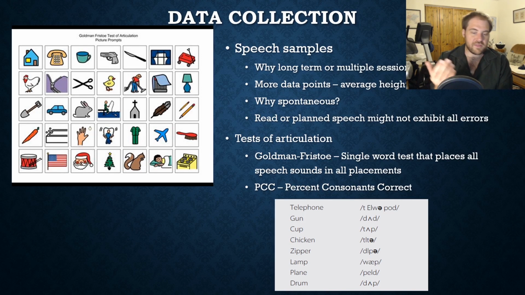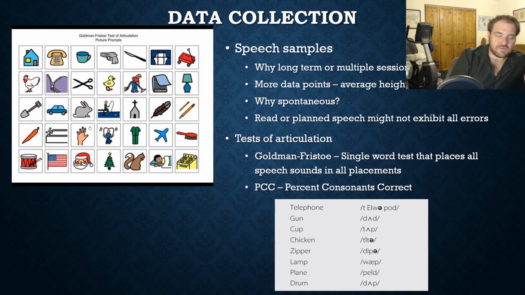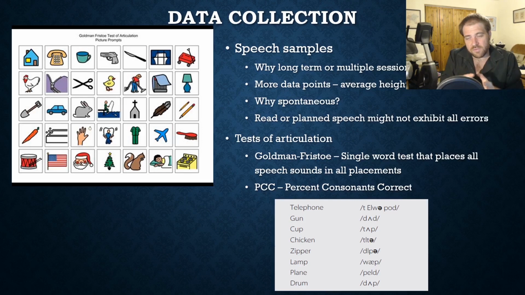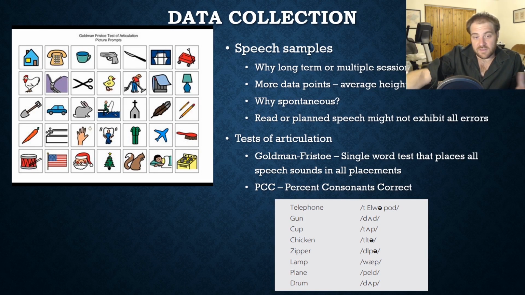And then one of the ways that you can figure this out is just looking at percent of consonants correct. Vowels are really easy to get correct. It's kind of unusual that we have a problem with vowels. So you just want to look at the percent of consonants that they're getting correct. And that's an insight into how disordered the disorder actually is.